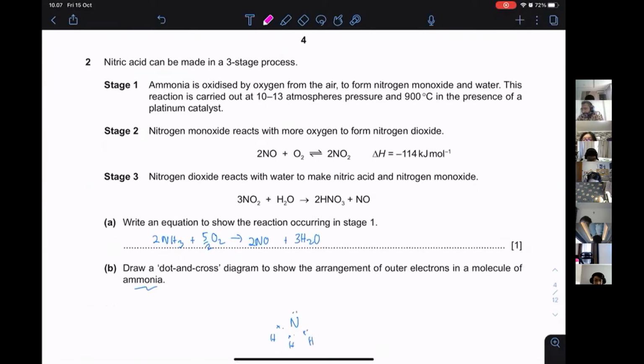Okay, let's move on. Nitric acid can be made in a 3-stage process. Ammonia is oxidized by oxygen from air to form nitrogen monoxide and water. They have already given you what is going to be produced, so you just need to write the equation. Ammonia, oxidized by air, so plus O2, to form NO and water.